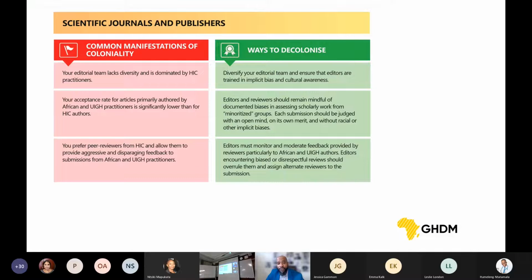And we are seeing some good moves now. We are calling on publishers and journals to diversify their editorial teams, etc., and for editors to play a mediating role to avoid the kinds of derogatory feedback that some of us tend to be subjected to.